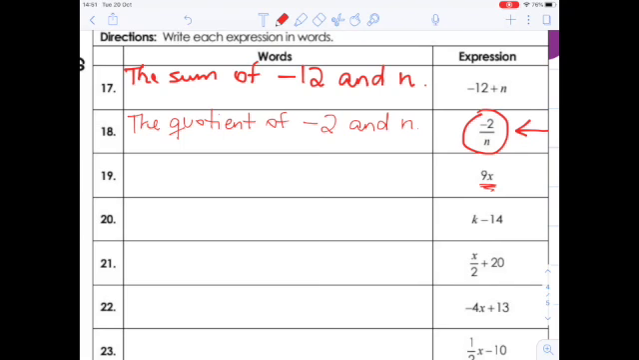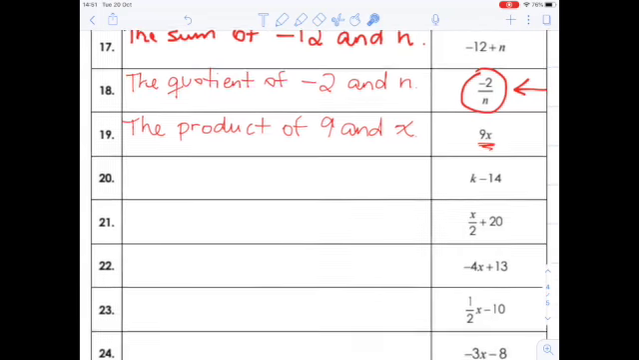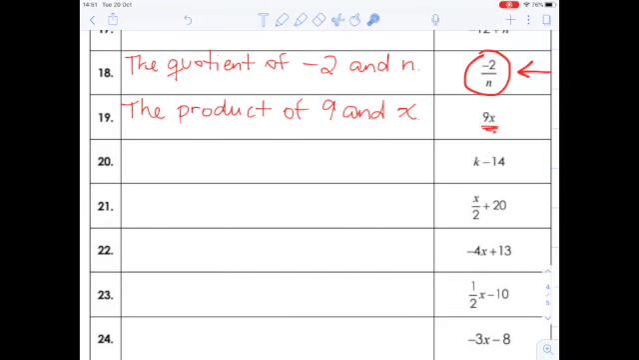Number 19, I have 9x, so I would write the product because it means multiplication of 9 and x. I could also write, for example, 9 times x or 9 times a number. All right, it doesn't matter. I just think that this way looks fancier and it shows you really have a good acquisition of the math language.